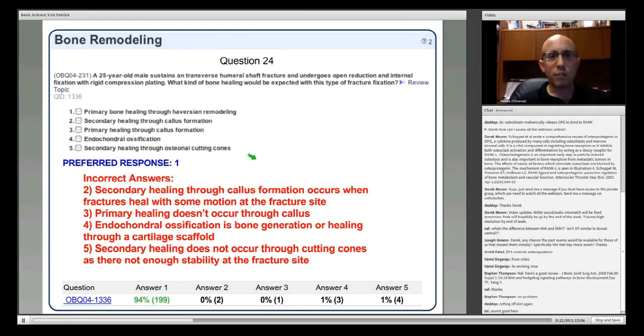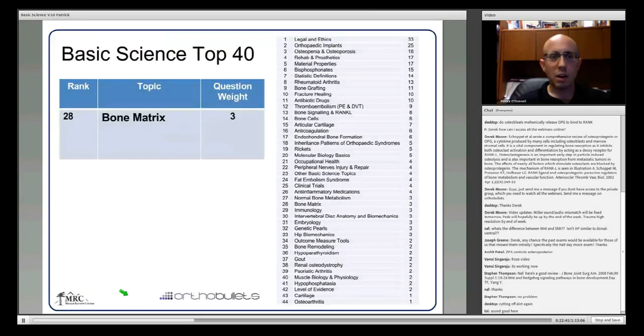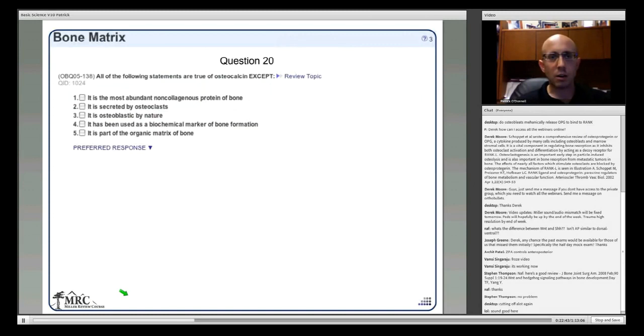Question 24, 25-year-old male, humeral shaft, ORIF, rigid compression plating. What type of bone healing? It's 1, primary bone healing. 94%, I think that's the highest we've got on any of these questions. This was kind of a softball question. You guys hit it out of the park.